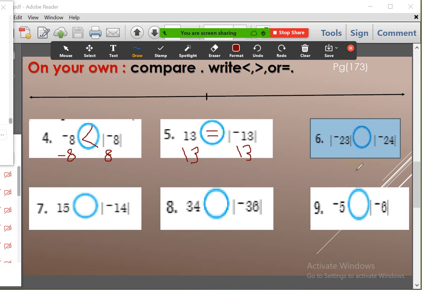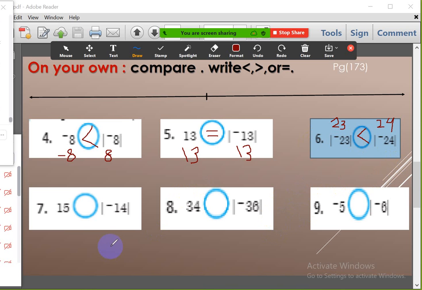I think I solved this on Tuesday. So I have to find the value of each one. This will be 23 and this will be 24. Which one is the greater? Compare between 23 and 24. 24 is greater than 23. So the sign will go to this number.